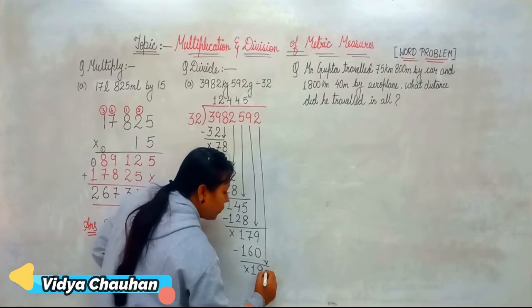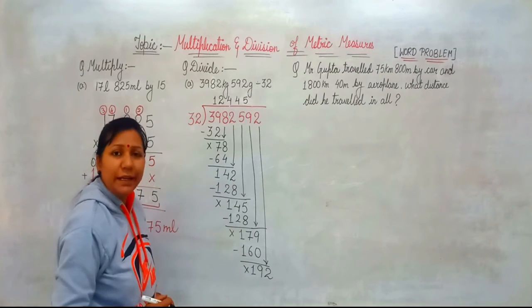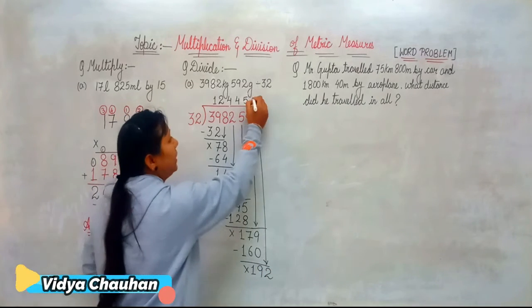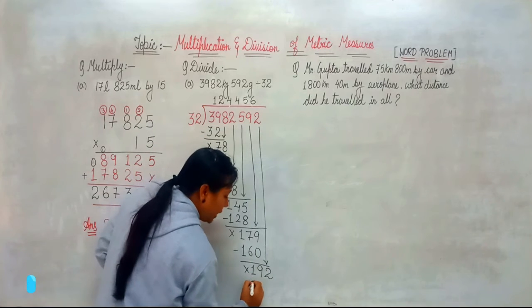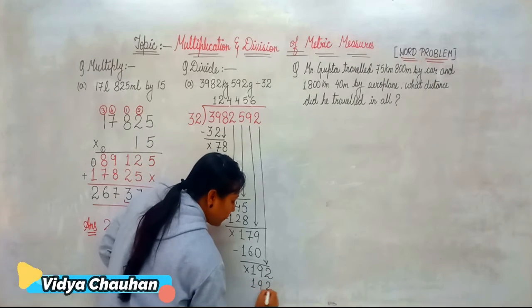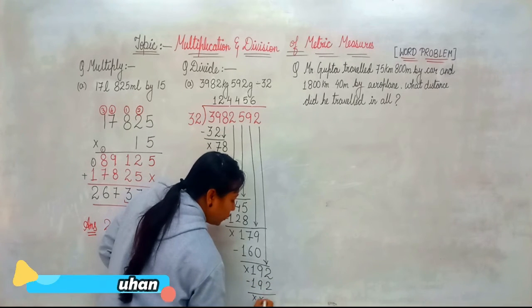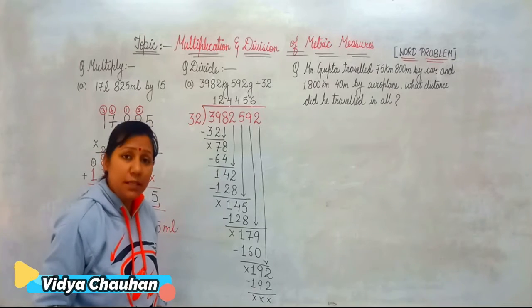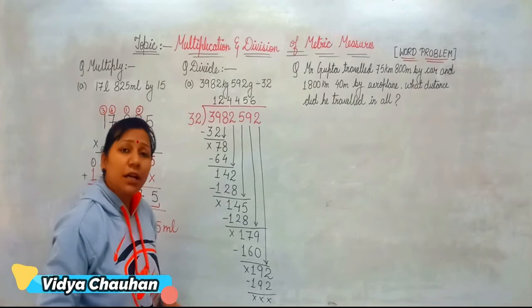Bringing the last digit down, that will make it 192. Now 32 6s are 192. And when you subtract the value, your remainder becomes 0. That means our division is complete.